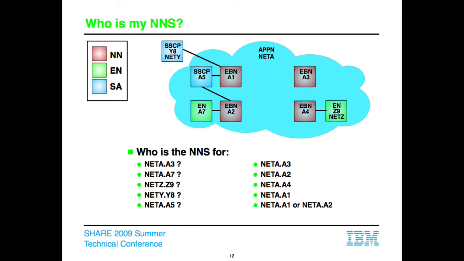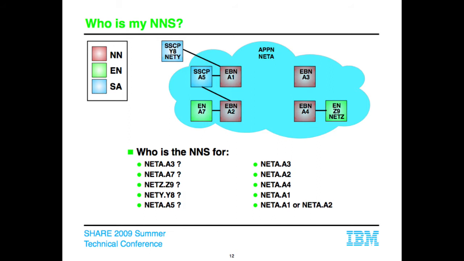Okay, who is the network node server for this casually connected end node? An end node in net Z that attaches only to a network node in net A. The answer for that one is that it has to be that network node. So this is a case where a net A.A4 network node is the network node server for a net Z.Z9 end node. Again, even though the resources on Z9 are in net Z, they are considered native to the net A network because its network node server is a net A border node or network node.